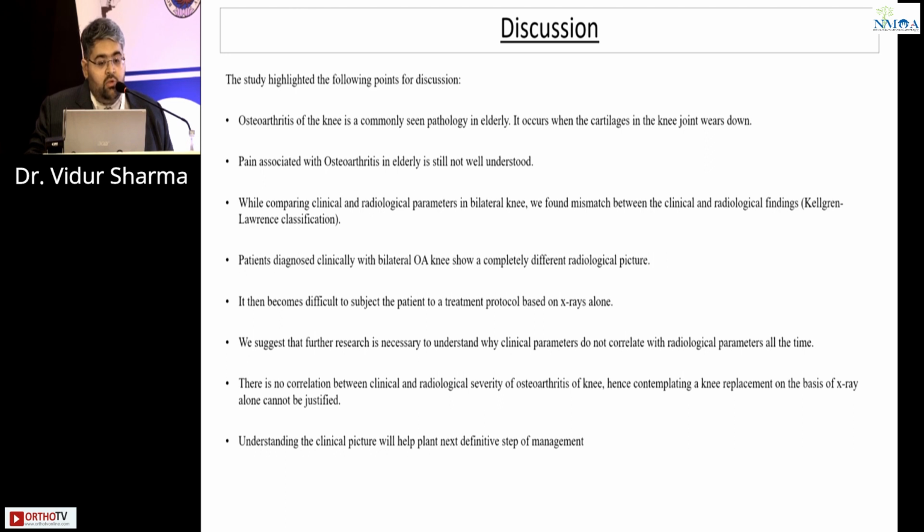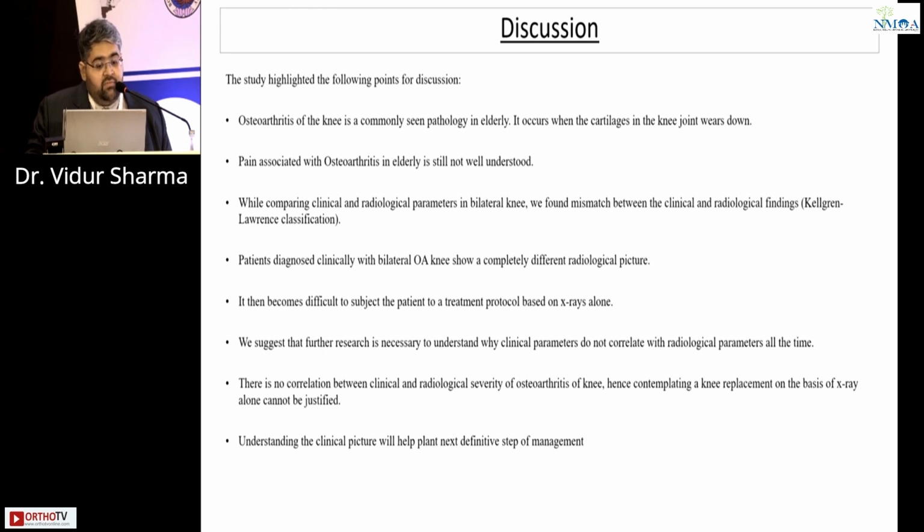Osteoarthritis of the knee is commonly seen in the elderly. Pain associated with the elderly is not well understood. While comparing the clinical and radiological parameters in bilateral knees, we found a mismatch between the clinical and the radiological findings according to the Kellgren-Lawrence classification. Patients diagnosed clinically with bilateral OA knee show a completely different radiological picture. It then becomes difficult to subject a patient to a treatment protocol based on X-rays alone.